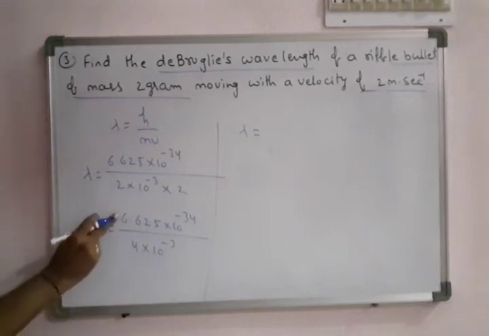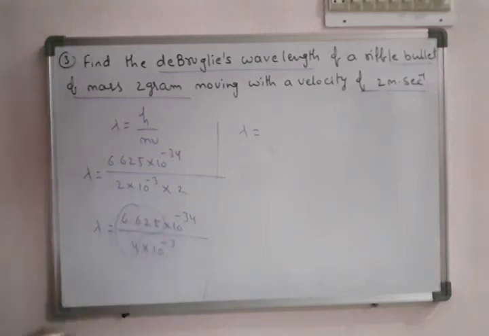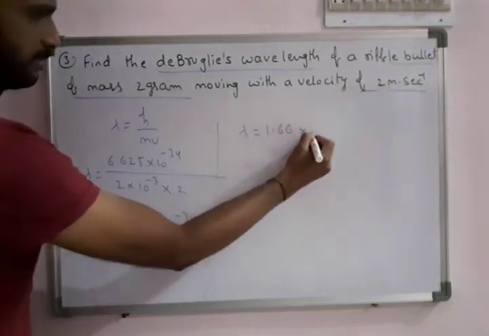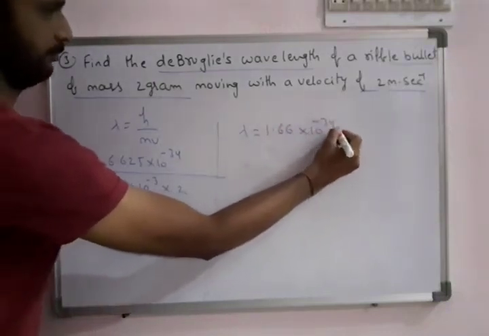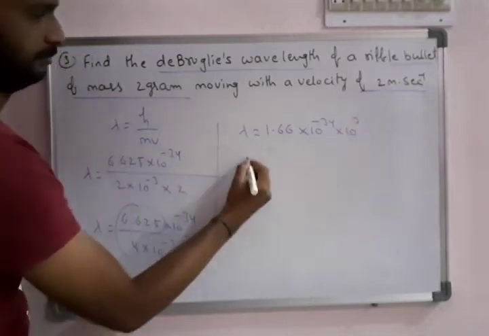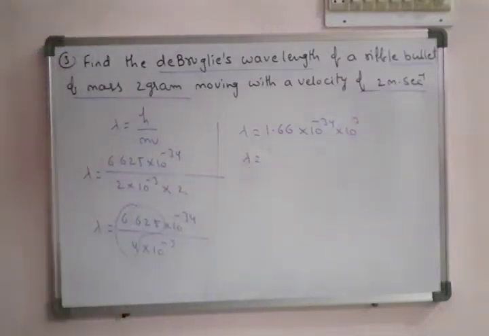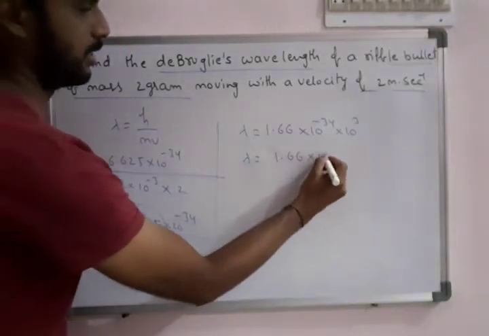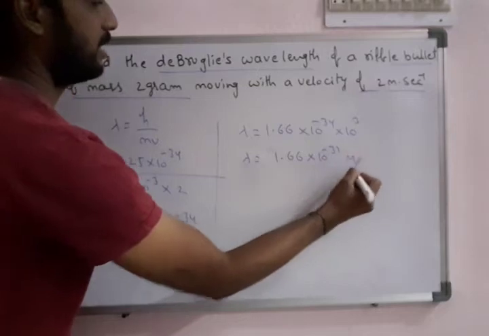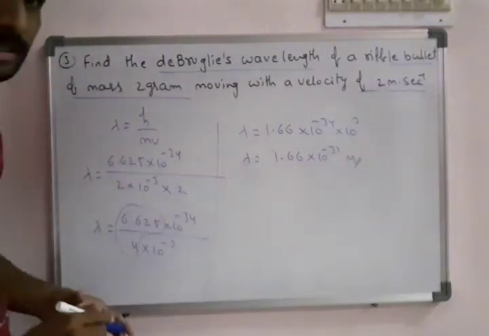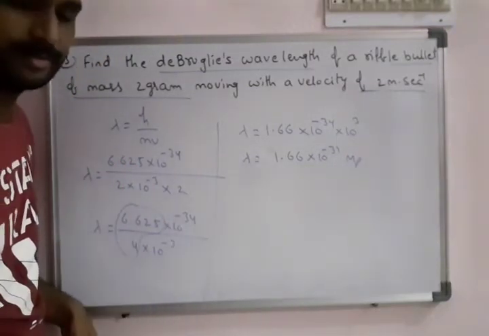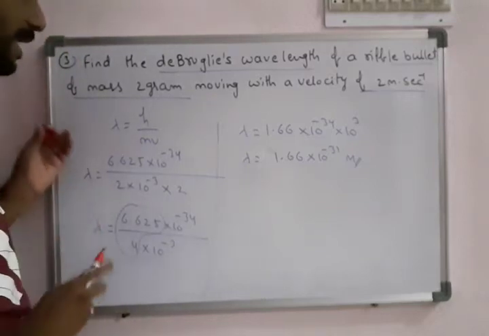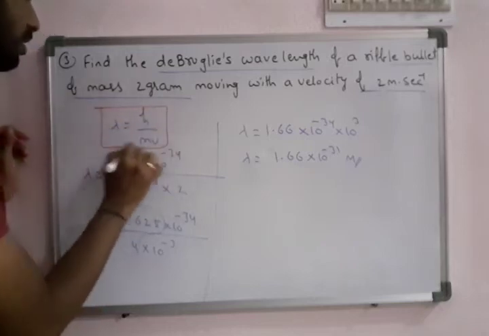So here 6.625 by 4, approximately we will get 1.66. So finally the lambda is 1.66 into 10 to the power of minus 31 meters. As we are following the total SI method, lambda must be in meters. Okay, so simple one. Just remember this formula for all these calculations and take care of units.